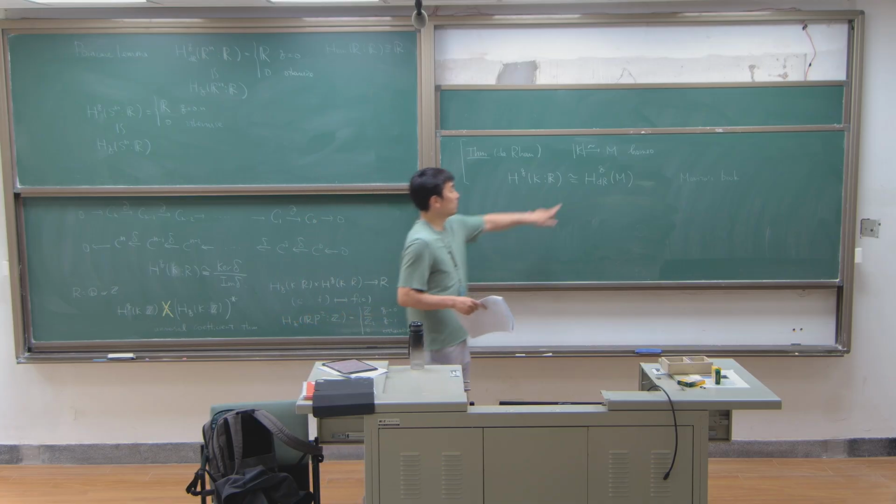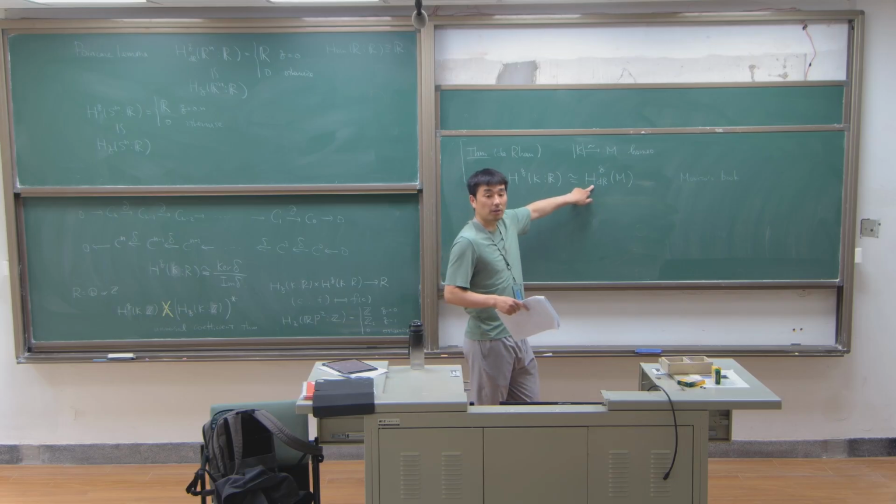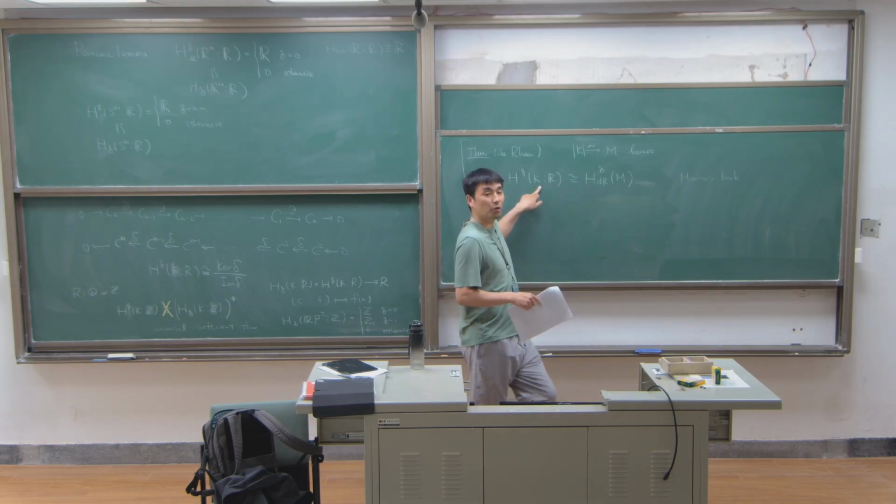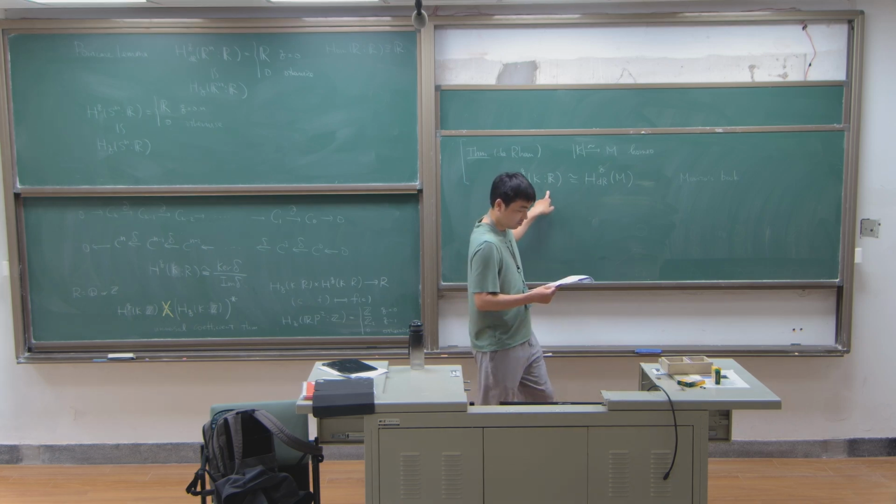Here, on the right hand side, when you define the de Rham cohomology group, we use differential forms. On the left hand side, we just use the dual of the simplicial chain group. So the constructions are different, but they are isomorphic.